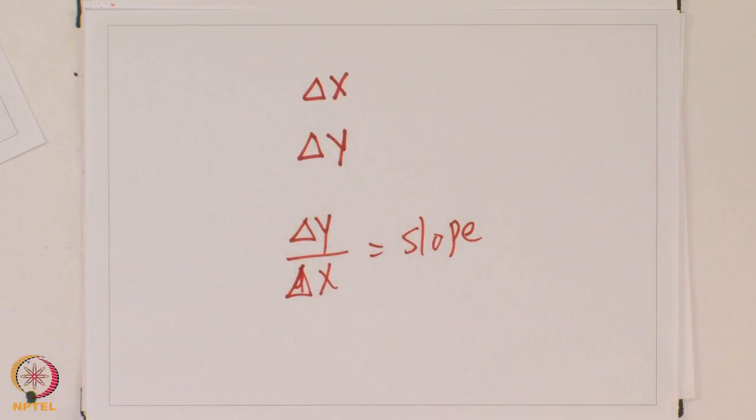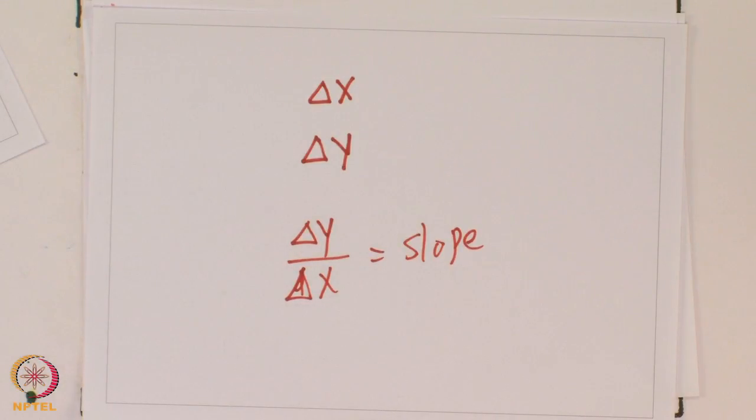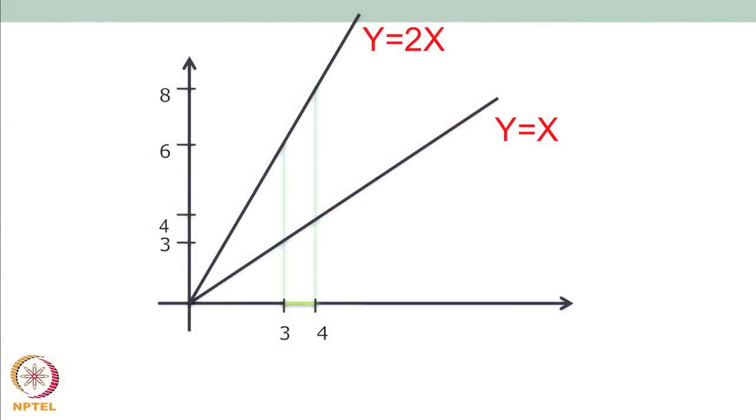Now let us think of doing this for a curve. Before that, let us look at this video. I am going to start with 3 and 4, and I have two curves here: y is equal to x and y is equal to 2x. My two x values are 3 and 4. So the delta x is 4 minus 3, which is 1.